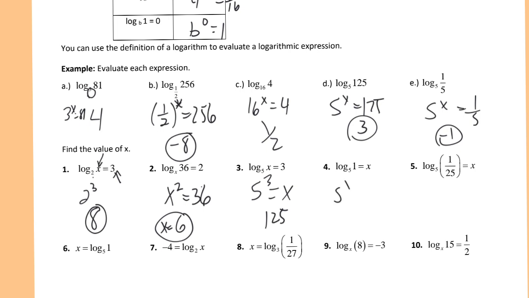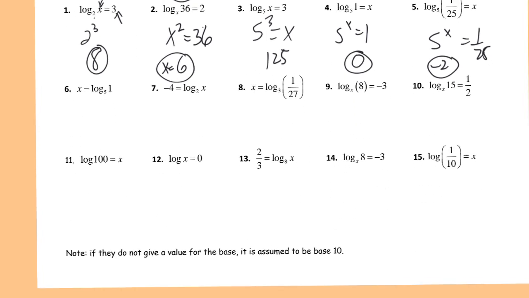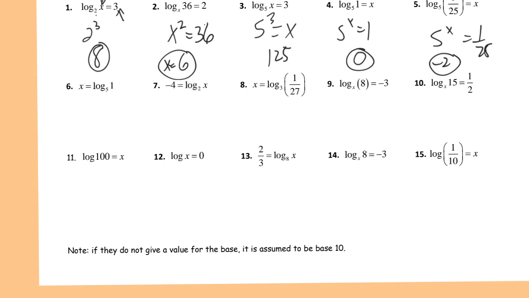5 to what power gives you 1? That's 0. 5 to the x is equal to 1/25. Well, it appears that we need an exponent that will flip over the fraction and also square it. So it would be -2. So think about what are your options for powers, okay? And then on number 6, we've got 5 to what power is 1? That would be 0.